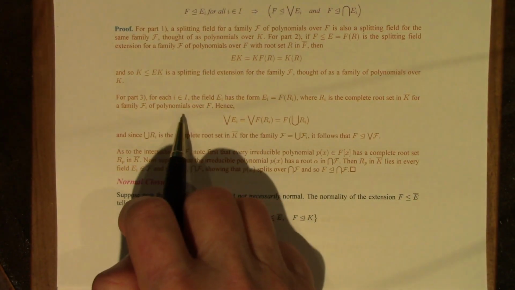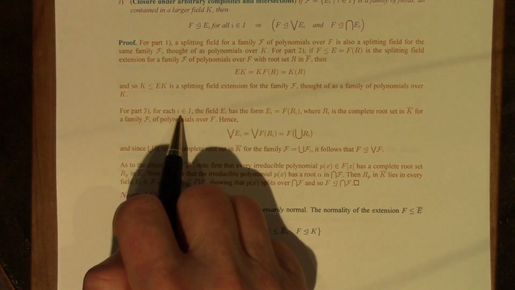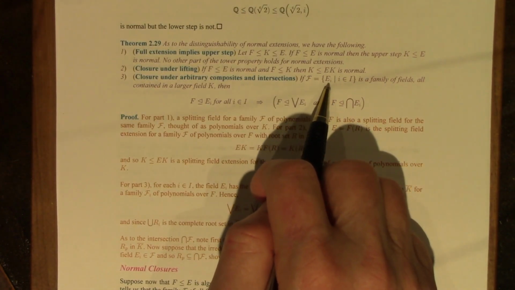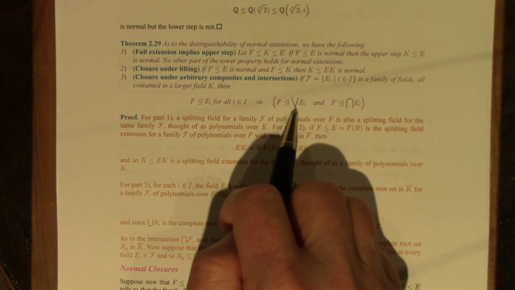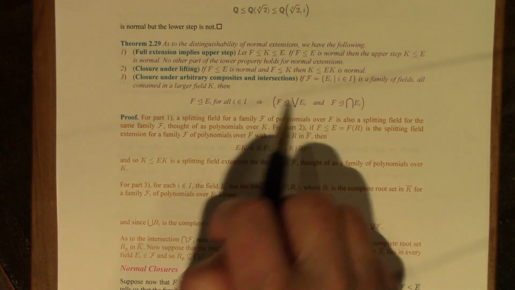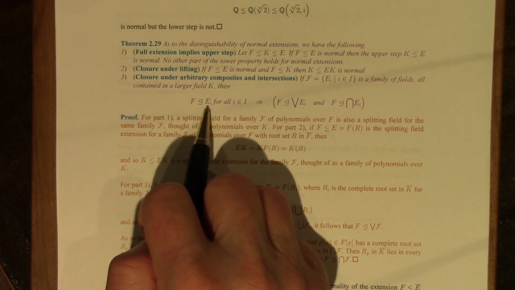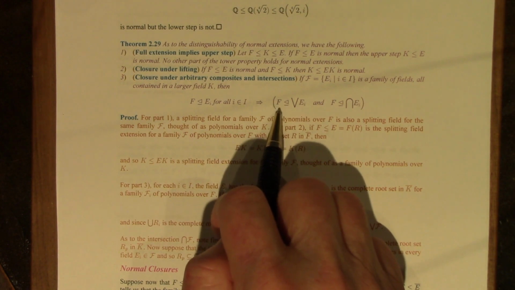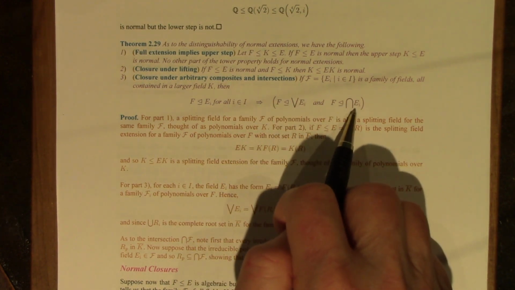For part 3, first the join. We have a family here of fields, all contained in some larger field K, so we can take the join. We need to show that if all these individual field extensions are normal, so is F, the join of the family, and F, the intersection of the family.